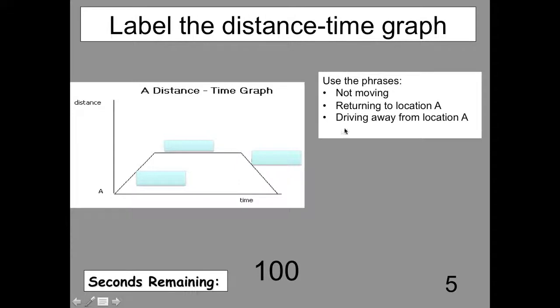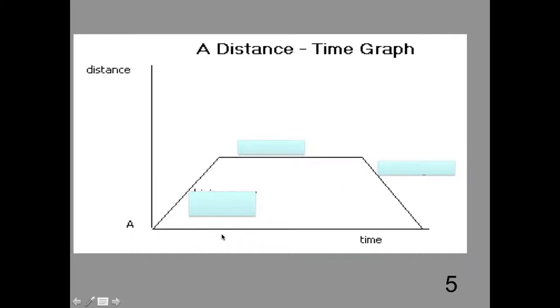You need to use these phrases to label these blue areas. Over time, this is driving away from A. Now, if you're sitting at a certain spot, or you went to see someone, you're not moving, and then distance declining, going back to A, so returning to A over time.